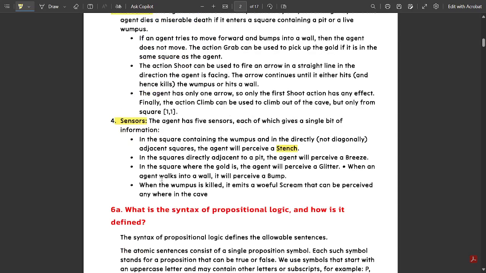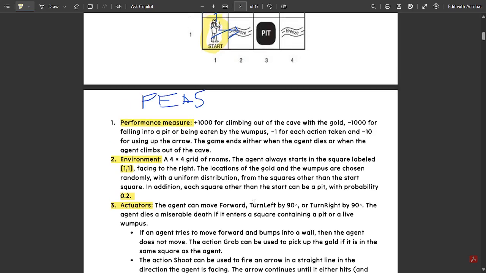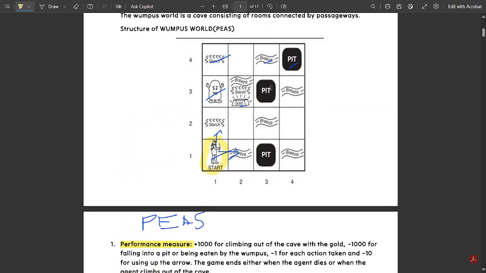Okay. As mentioned here, in the squares directly adjacent to a pit, the agent will perceive a breeze. Okay. That is in the squares which are directly adjacent to a pit. For example, if you have a pit here, adjacent to all the pits here, you will be having a breeze here. If you want, you can check it here. For this pit here, you see here, adjacent to the right side of this, we have a breeze. In this direction, we have a breeze. Adjacent to this also, we have a breeze. Okay. Similarly, here also see here, this is a pit. Adjacent to this, we have a breeze, breeze, breeze.